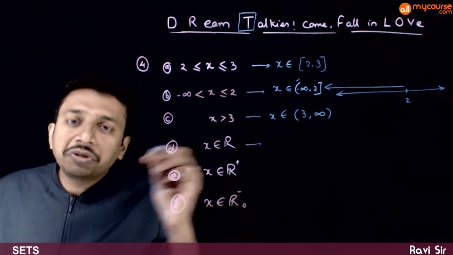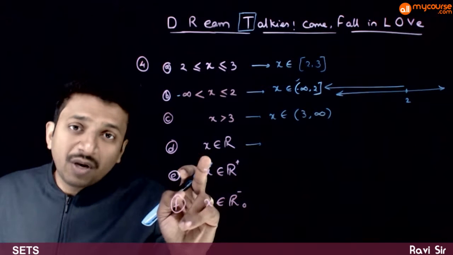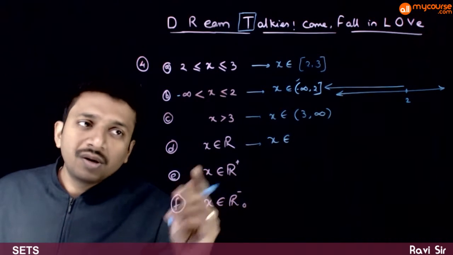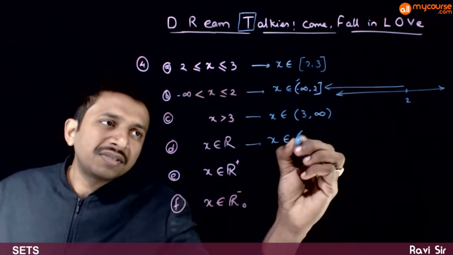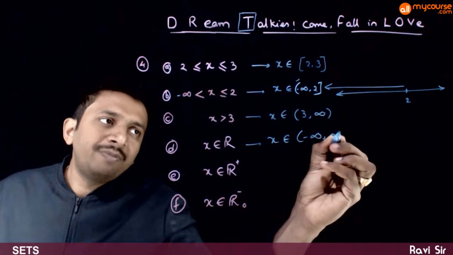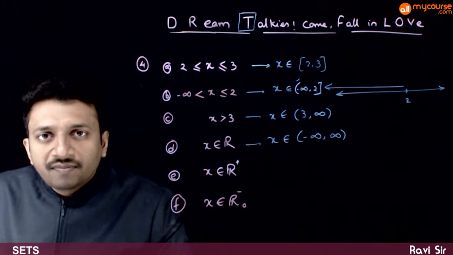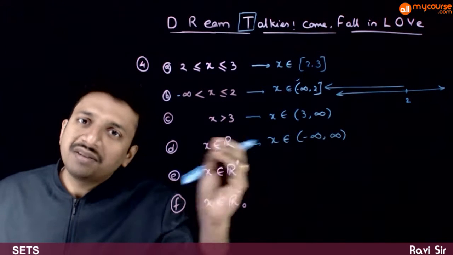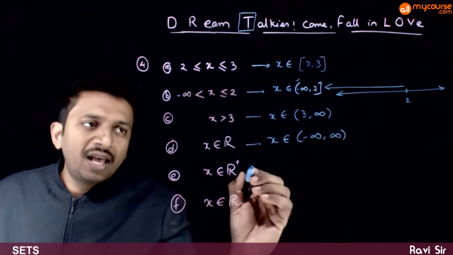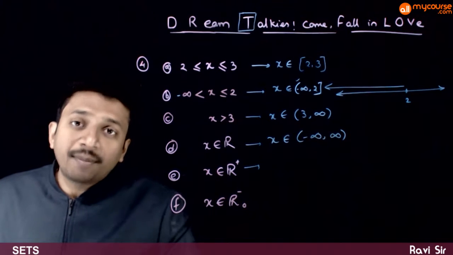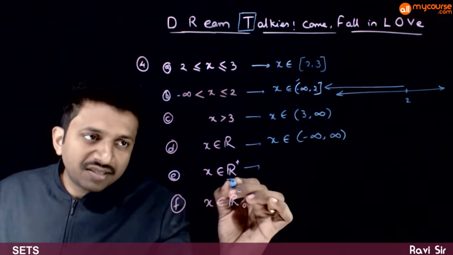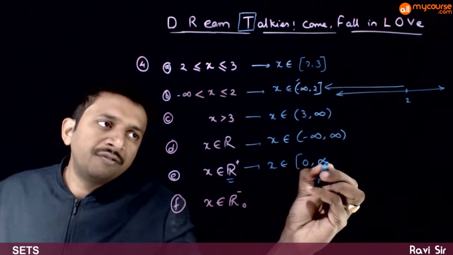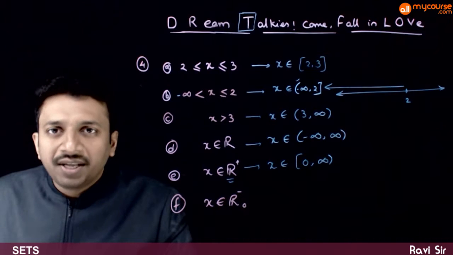And x belongs to R. x belongs to all real numbers. So I write x belongs to, what is the interval for all real numbers? Minus infinity to plus infinity. Right? Because real numbers span from minus infinity to plus infinity. And x belongs to R plus. So usually this R plus denotes closed 0 to infinity. That's what is usually done.